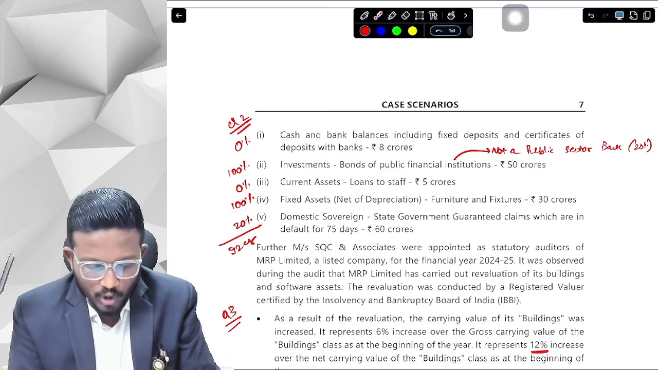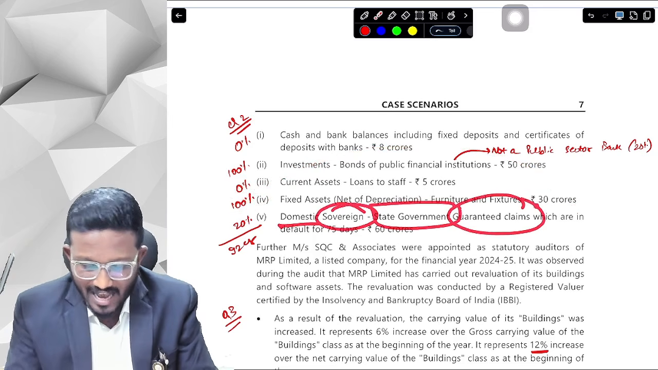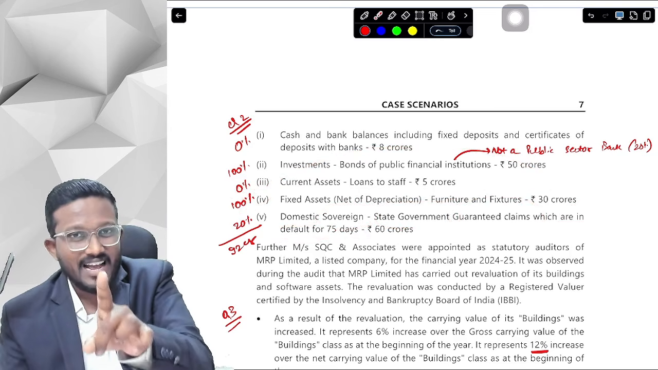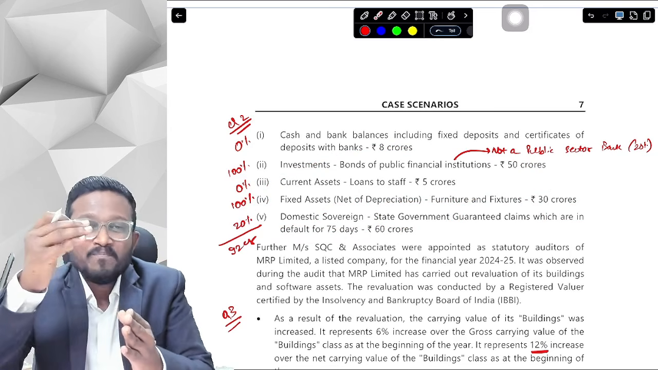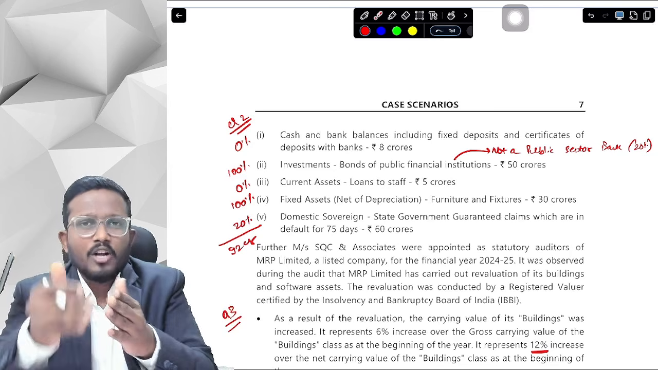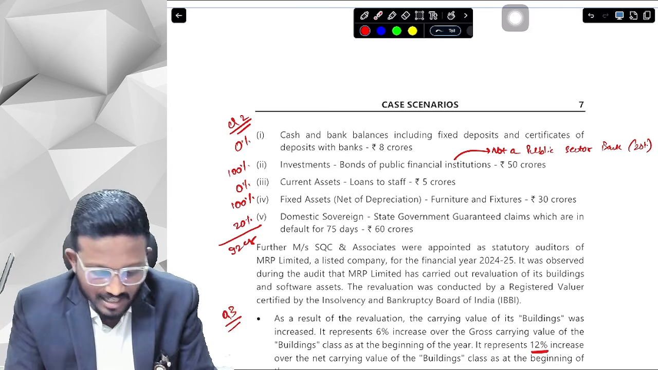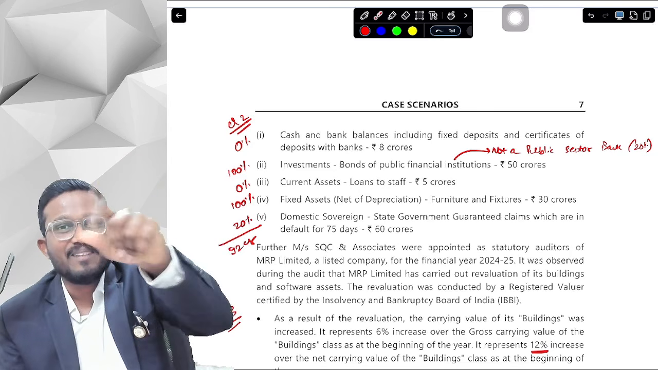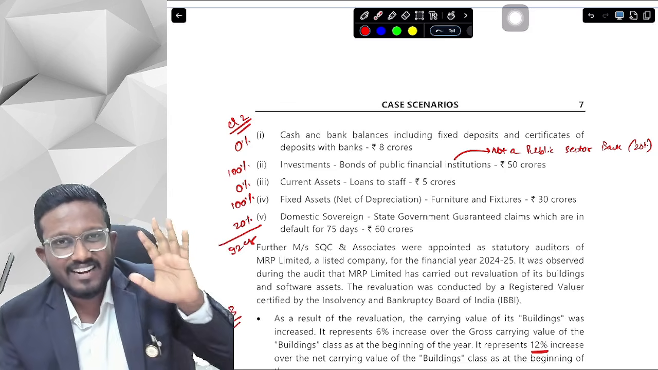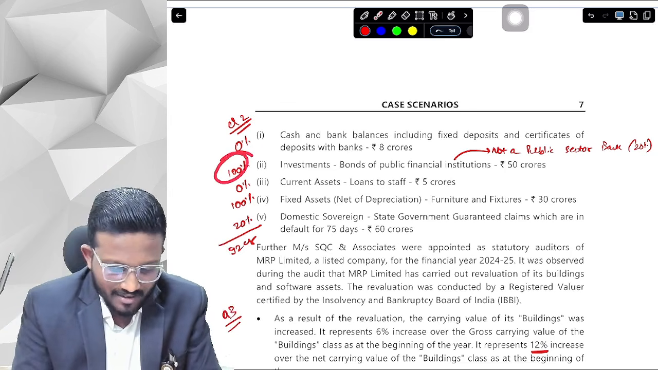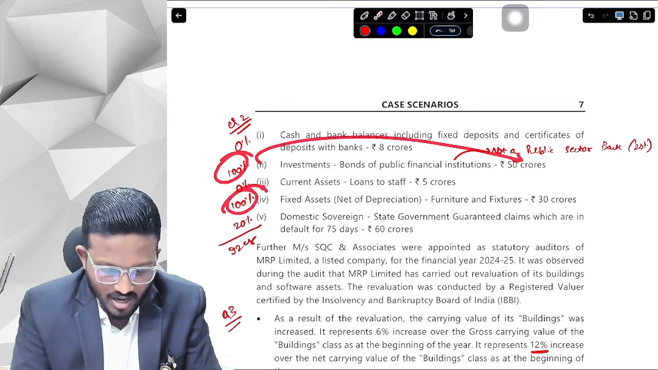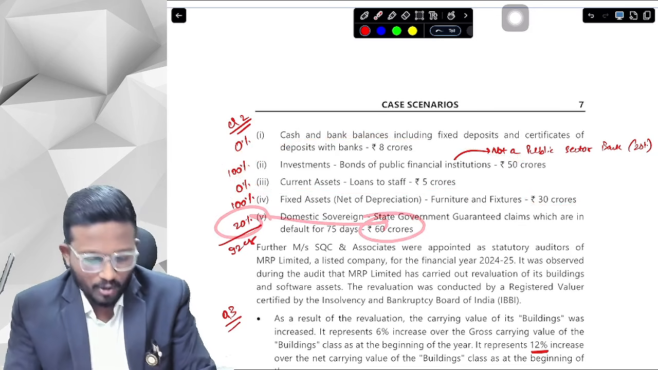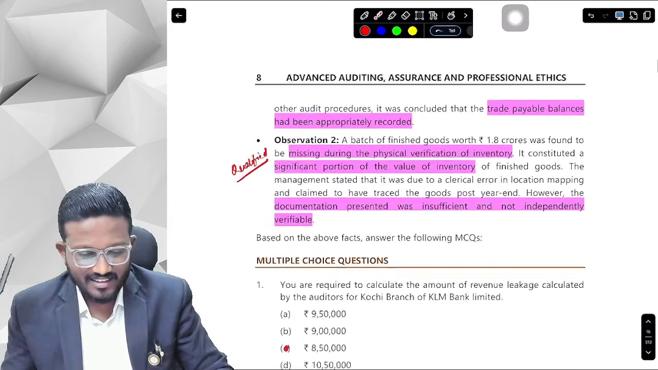And next is any domestic sovereign state government guaranteed claims which are in default for 75 days. So if there are any state government guaranteed advances which are not in default or in default for less than 90 days, then it is 20%, and if their default is more than 90 days, then it is 100%. So here will be 100% of 50, that is 50 crore, 100% of 30, that is 30 crore, and 20% of 60, that is 12 crores, which totals to 92 crore. So here the answer will be what, sir?